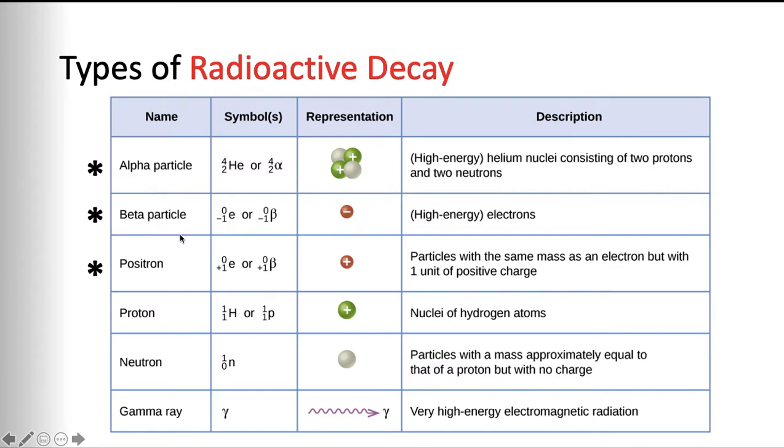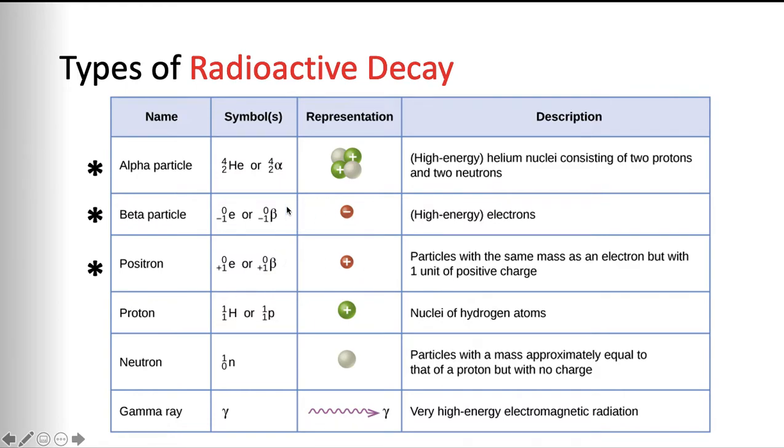With a beta particle, it's a high energy electron, and this electron is actually being expelled from the neutron, converting a neutron into a proton. So it's got a negative charge associated with it, but you have no mass loss.